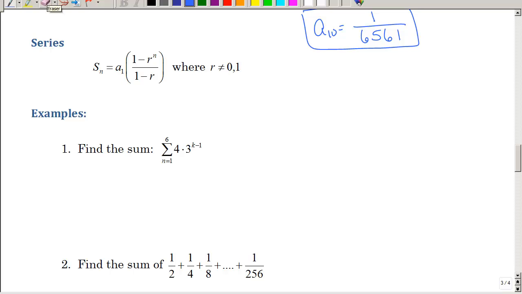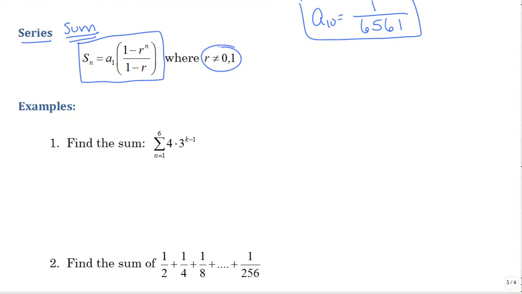So once we have sequences, we want to find their sum, which of course is the series. And we have a formula for the series that says the sum is the first term multiplied by this ratio, 1 minus r to the n divided by 1 minus r. And r can't be 0 because then we wouldn't get a sequence. It would be all zeros, and it can't be 1. So we need to find the sum.